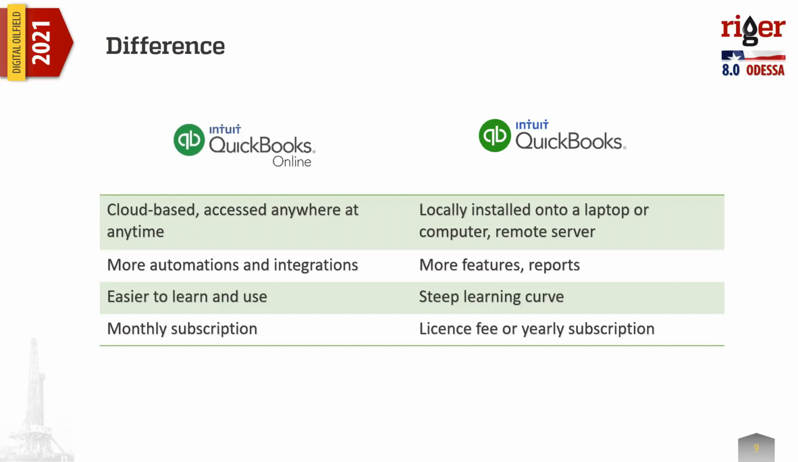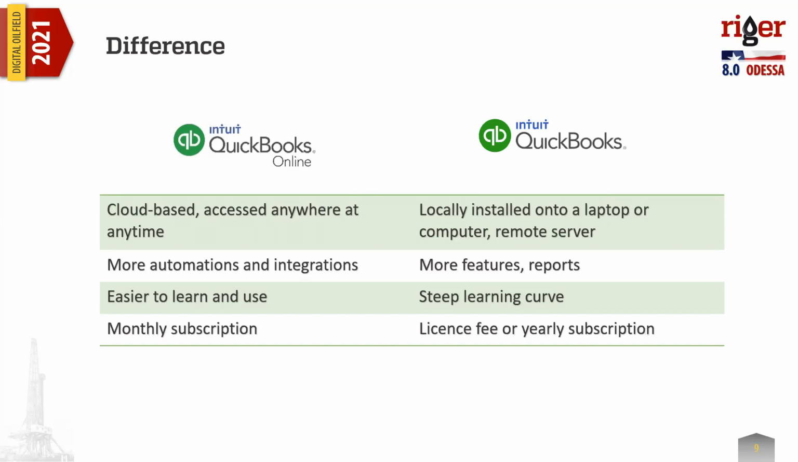Now, when we talk about QuickBooks Online, it allows you to build more integrations and automations with other software. But QuickBooks Desktop has more features. It's more advanced in the same features that are presented in both applications, but in QuickBooks Desktop, they're more developed. And it also provides you with a wider list of available reports. QuickBooks Online is easier to learn and use. It's more intuitive and the interfaces are clear.